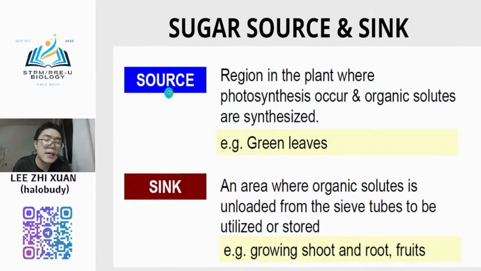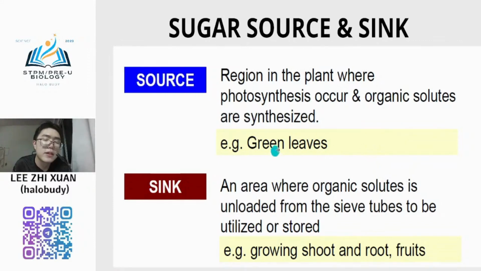Source means that it is the original place where the sugar is synthesized during photosynthesis. So normally the sugar source in the plant is the leaf, because the leaf is the place where photosynthesis takes place, because it contains a high concentration of chloroplasts compared to other parts of the plant.